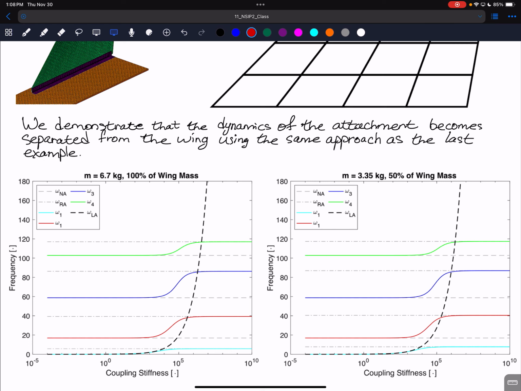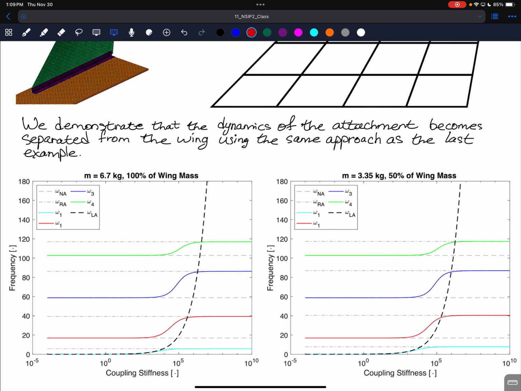Let me go through the gray lines here. So omega sub NA, that means that there's no attachment connected. So that's the natural frequencies of the wing without any attachment installed at all. And then the dash-dot lines at omega sub RA, that is where the attachment is rigid, meaning that we just added that mass to the connection point in the finite element matrices. Rather than attaching it dynamically, it's just adding the mass to that.